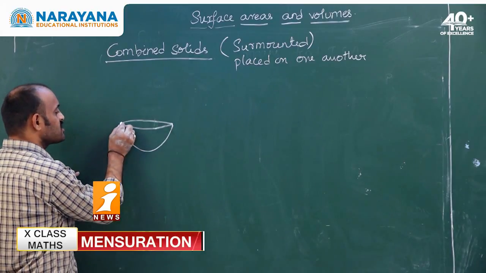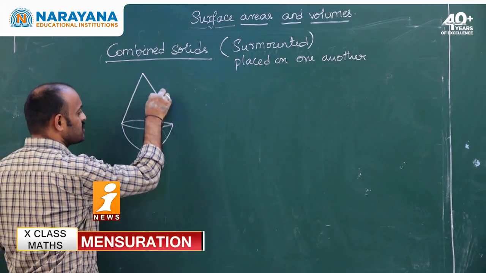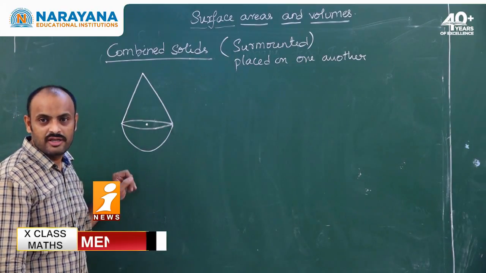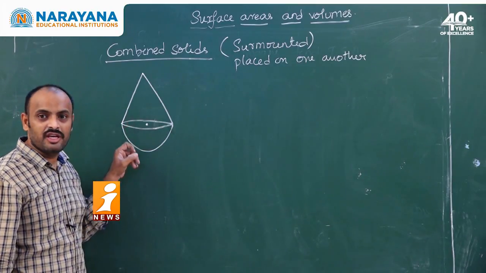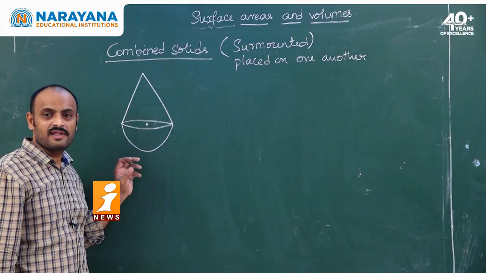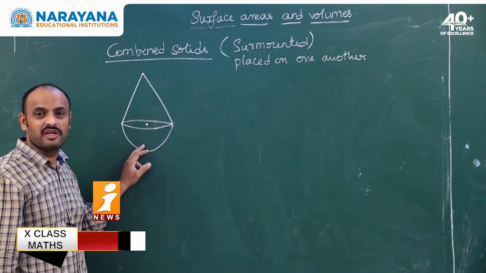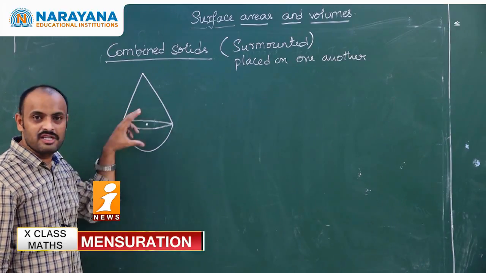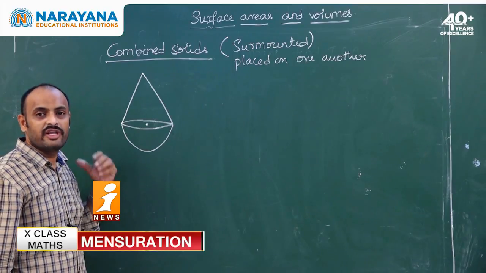With the same radius, I have a cone which is surmounted on it. That means the radius of the base of the cone as well as the radius of the base of the hemisphere are the same. Then only I can draw the picture like this. So if this kind of figure is given, what do we need to find?